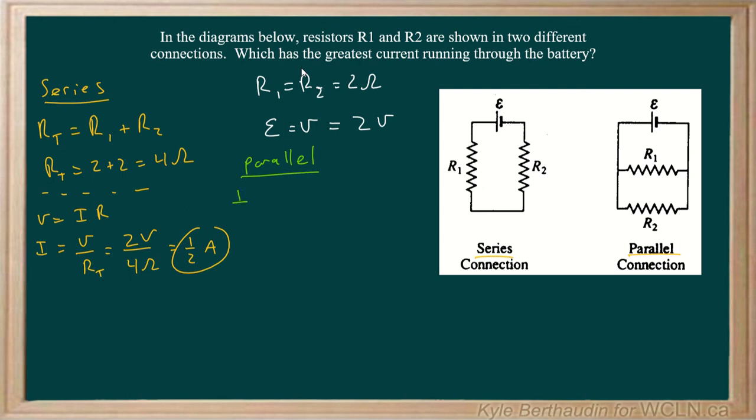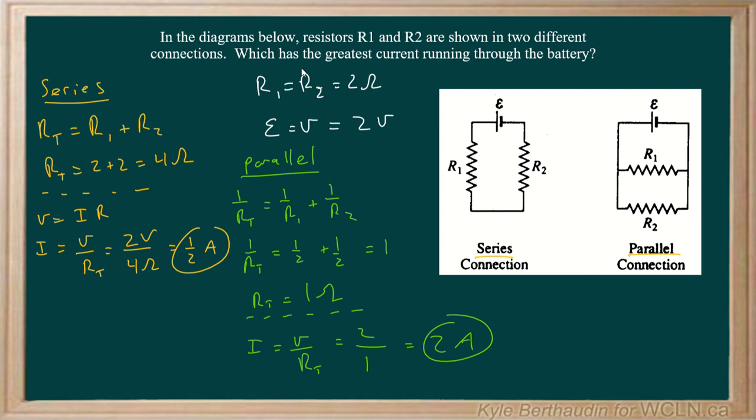In a parallel circuit, resistors add as the reciprocal. So 1 over R1 is 1/2 plus 1/2, which is just going to be equal to 1. And if we cross multiply, we will have RT equals 1. Now we can go ahead and find the current using Ohm's law in the same way we did for the series circuit. Voltage is 2 and the resistance is 1. So we get a current of 2 amps.